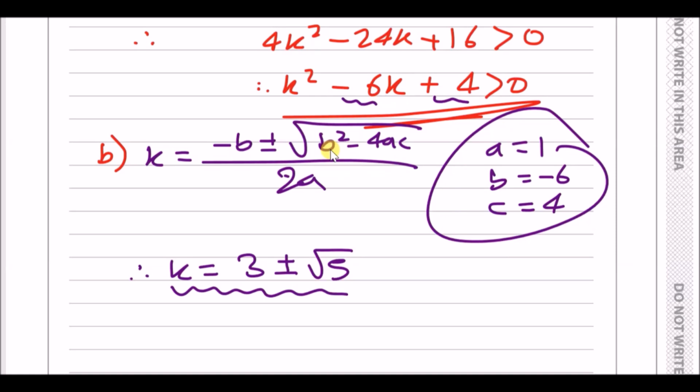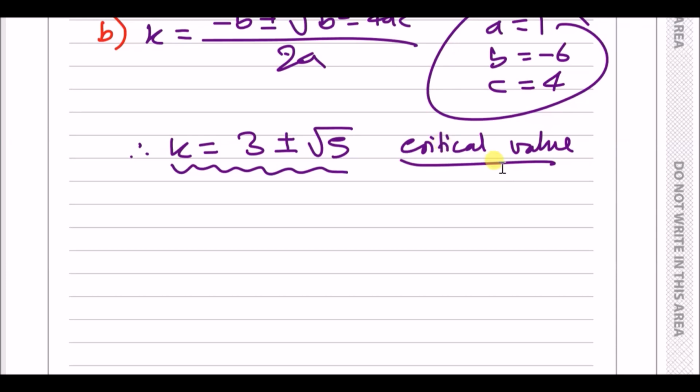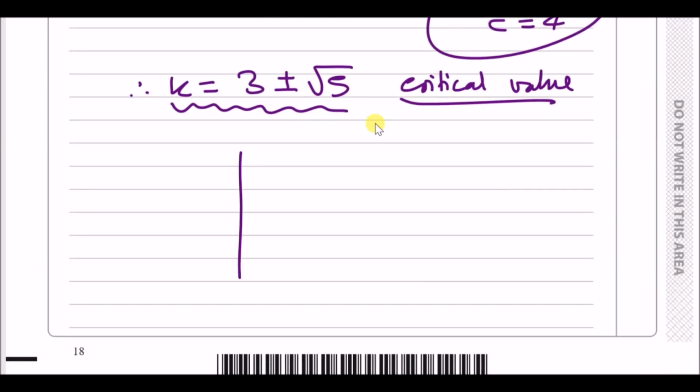Now, since we got this, this is known as the critical value, yeah? So what that means is that we're going to find out whether k is going to be bigger than one of them or less than the other. But to be absolutely clear, let's plot this on a graph, yeah? So we always plot a graph. Let's call this side k, and then whatever this is, let's just call it a function of k, yeah? We're going to have the roots, 3 plus root 5, 3 minus root 5. Let's just say 3 minus root 5 is here and plus root 5 is there.